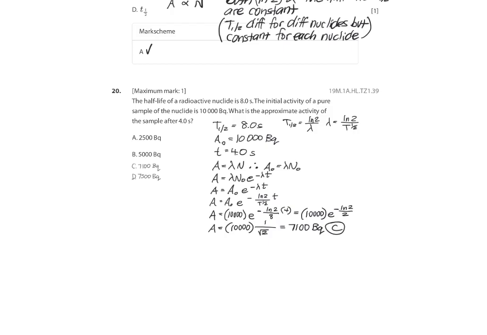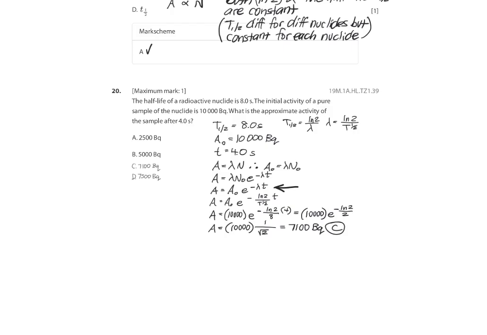So I think we're finally going to use A equals lambda N naught e to the negative lambda t. So things that we know, first of all, we can also take that expression: if A is lambda N, then A naught is lambda N naught. So in that expression, A equals lambda N naught e to the negative lambda t, we can sub in A naught, the original activity, for lambda N naught. So that's where that expression is coming from.